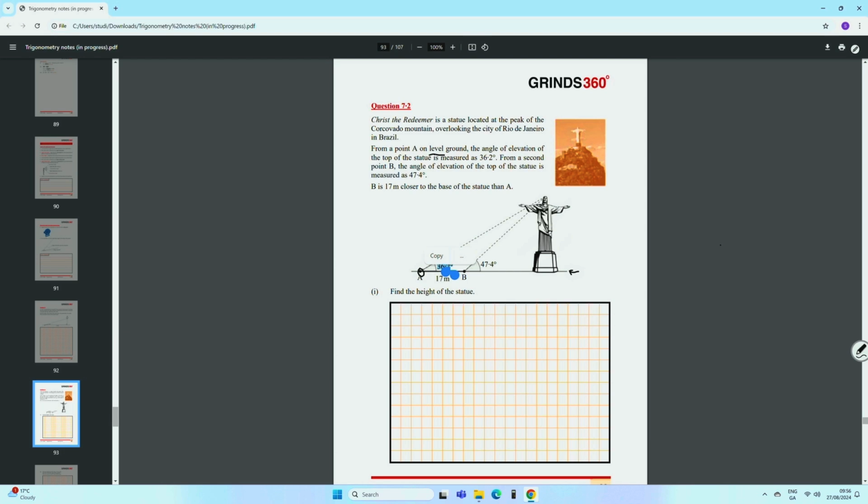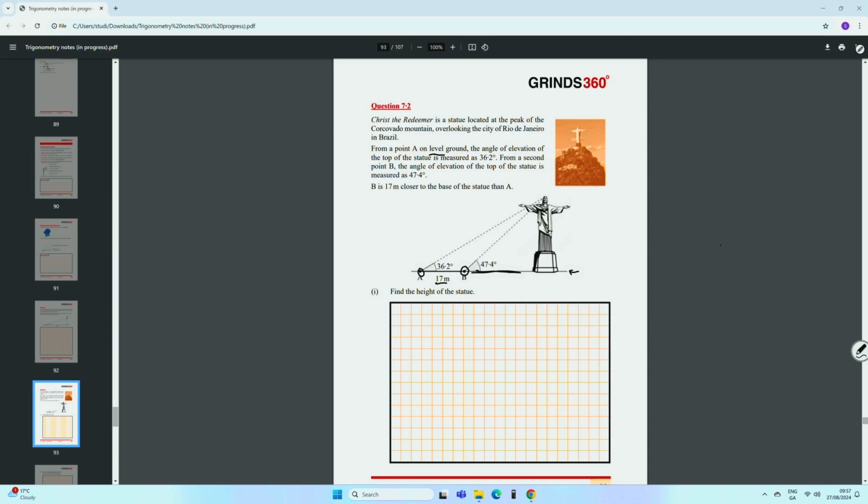So it says from a second point B, so from this point B here, the second point over here, the angle of elevation at the top of the statue is 47.4. That makes sense. The closer to the statue you are, the more upwards you'll have to look to see the top of the statue. So the angle is greater there. But that's also an angle of elevation because, again, it's a horizontal line angled upwards to the point at the top of the statue. So it's 47.4 degrees. And it says B is 17 meters closer to the base of the statue than A. So the distance between A and B is this 17 meters over here, right? And we're asked to find the height of the statue.